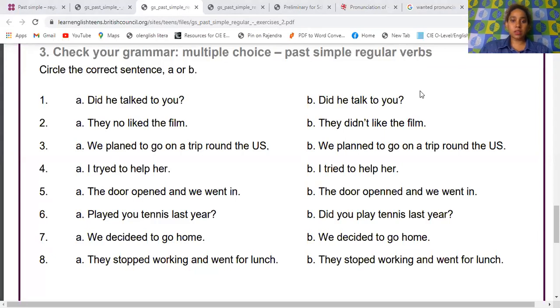Okay, let me see. Done. Answer all done. Kunsara done, Kavya done, Sansara done. Okay, most of you have done. Okay, we can discuss.